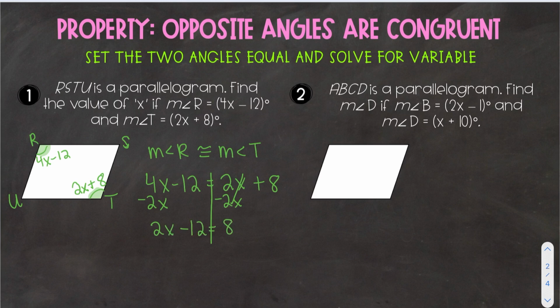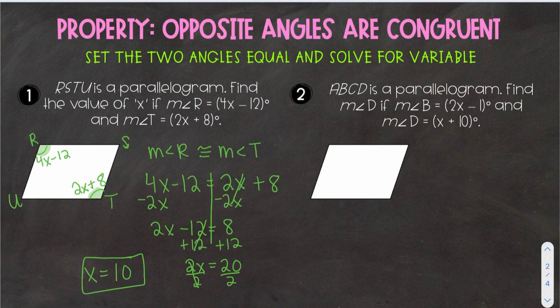Next, I'm going to do the opposite of minus 12, which is to add 12 to both sides. And then I'm going to bring down 2x, and 8 plus 12 is 20. My very last step is to divide each side by 2 to cancel out my variable. So 20 divided by 2 would be 10. So the value of x is 10.